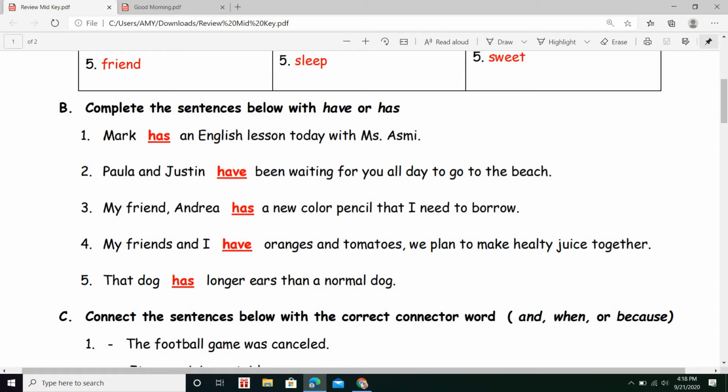Okay, and then the last number for part B. That dog has longer ears than a normal dog. For number 5, we have to use has because the subject is that dog, which means one animal. One animal is the same as the subject pronoun it. That's why we use has.